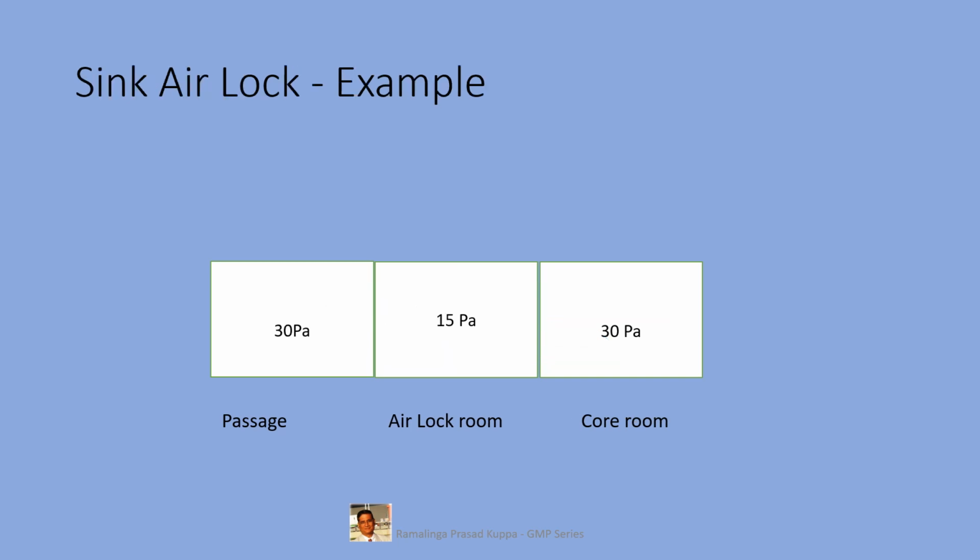Let us see an example of sink airlock system and how it works. As in the previous example, the passage, airlock room and core room is considered for this. The passage and core room are maintained at 30 pascals, whereas the airlock room is maintained at 15 pascals, less than the passage and core room. What is a sink? A sink takes everything into it. See this example. Leakage from core and passage goes into the sink, the airlock.